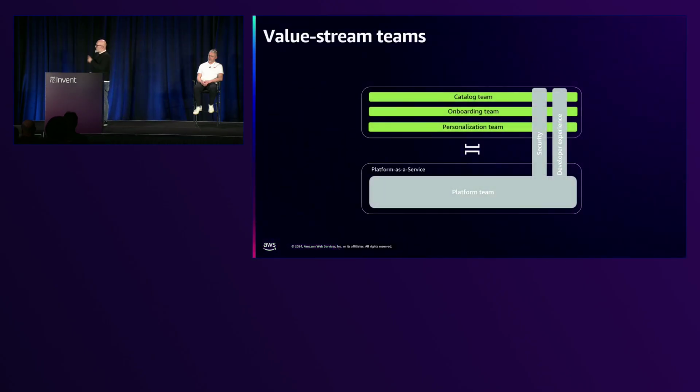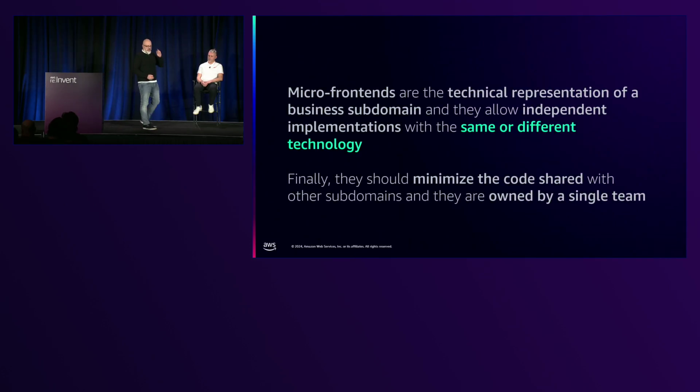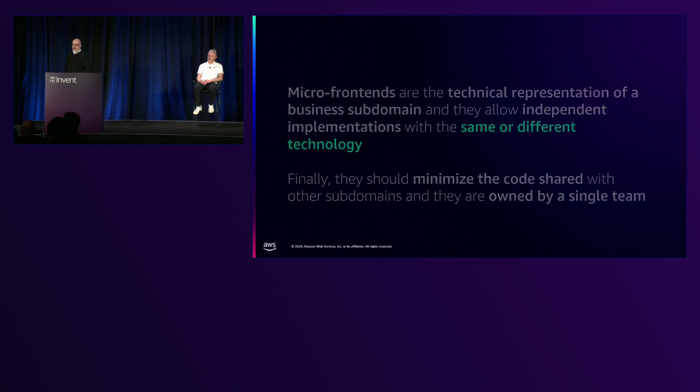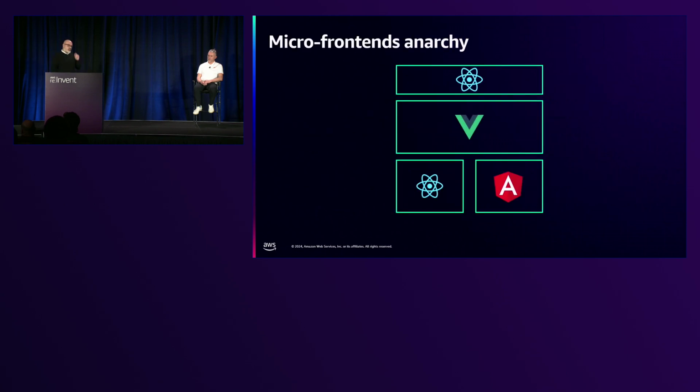Okay, so those in green are the value stream teams. We have to go back for a second to our definition. This is a problem we have seen over and over again. Same or different technology, we said. The problem is when you have multiple technologies and optimize for that, you end up with micro-frontends anarchy, as defined by ThoughtWorks back in 2017, 2018. And this is what you don't want to optimize for.